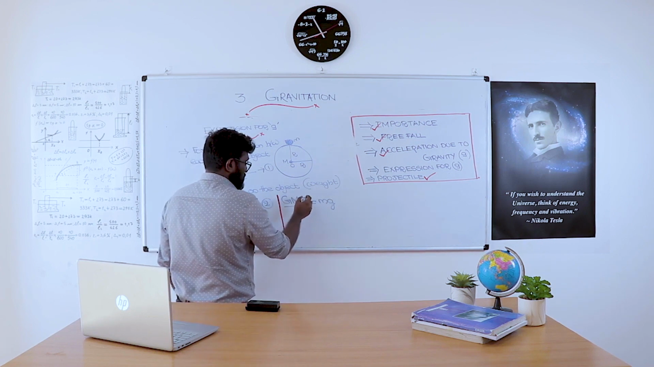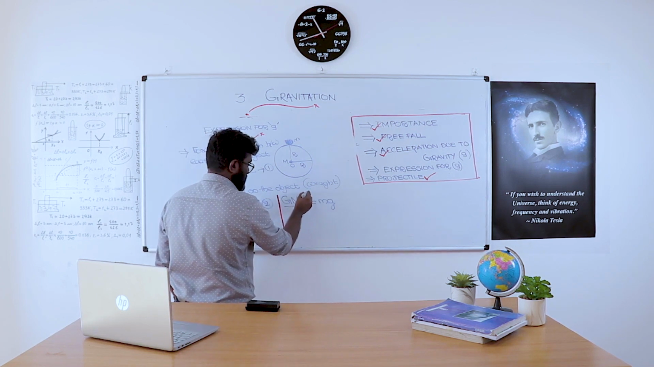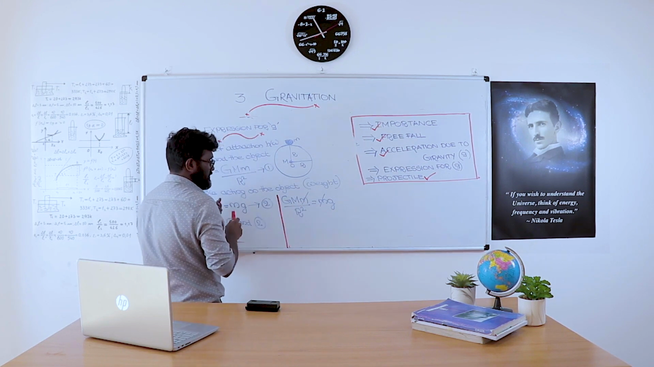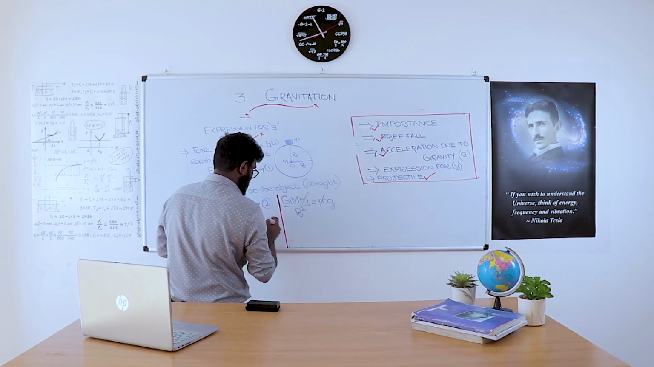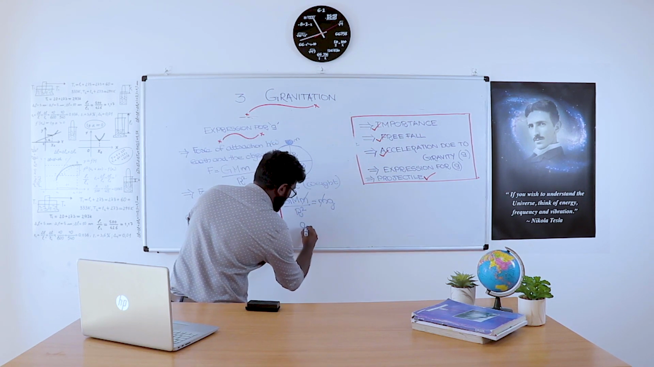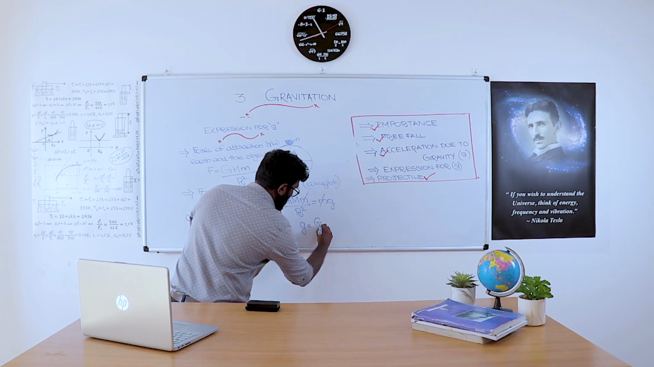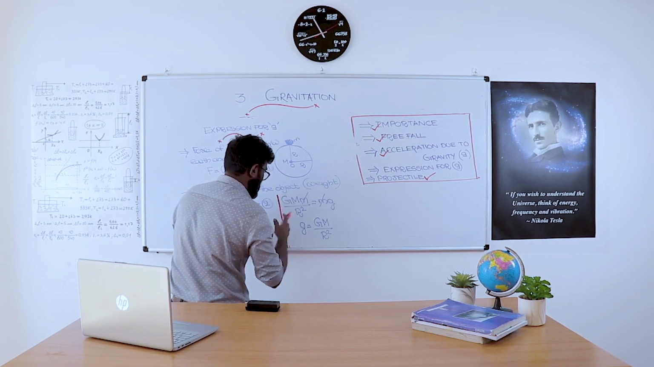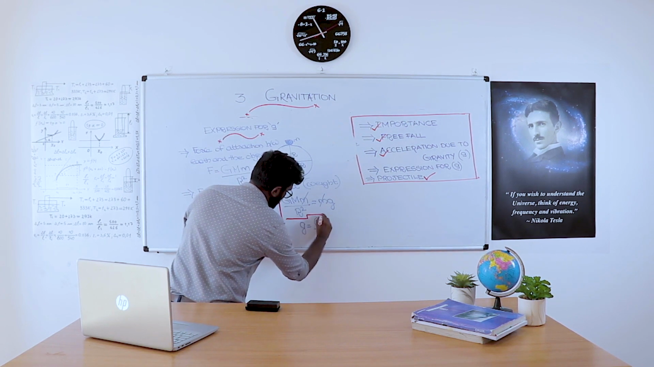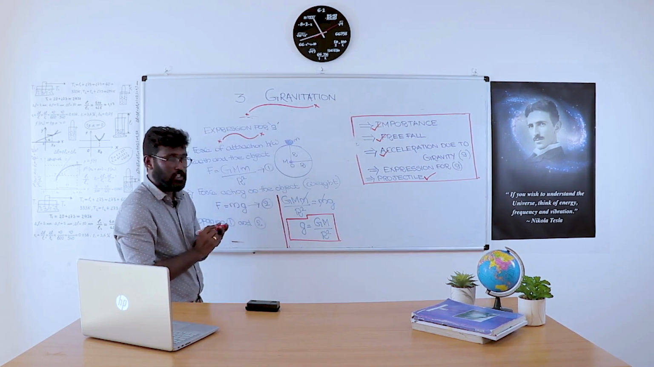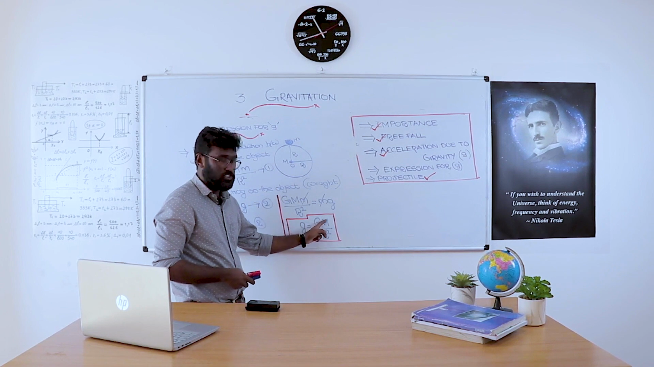What quantities cancel each other? Small letter m cancels on both sides. Finally, the equation is small letter g equals capital letter G capital letter M by capital letter R square. So this is the equation for acceleration due to gravity, small letter g, which is equal to capital letter G M by R square.